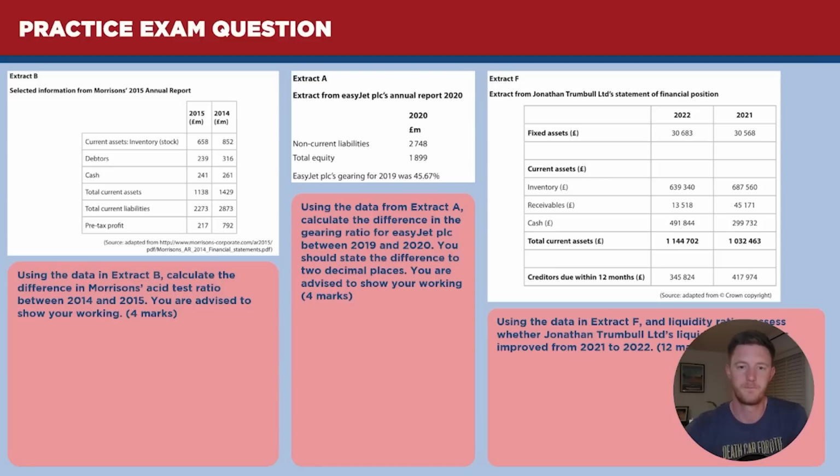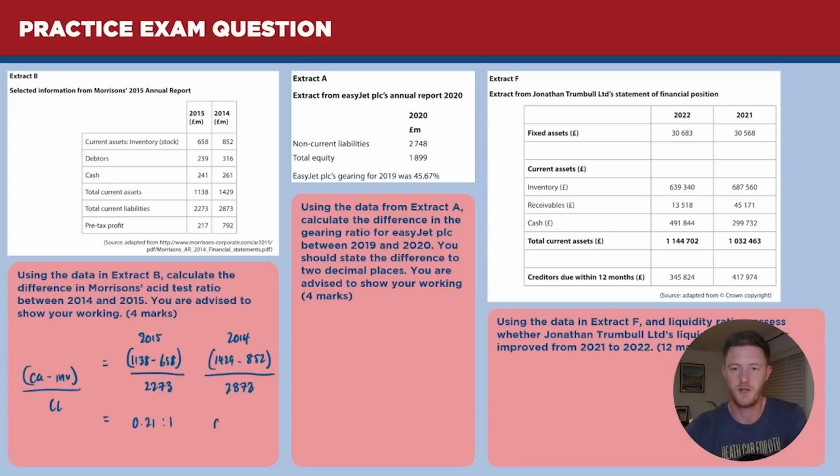Some examples. We've got Morrison's asset test ratio 2014 and 2015. So we know the formula. So 2015 and 2014. 2015 works out at being 0.21 to 1. 2014's works out at being 0.20 to 1. So obviously the difference is going to be 0.01. So both of them are rubbish because a business like Morrison's has a lot of current liabilities, a lot of debts in the next 12 months.